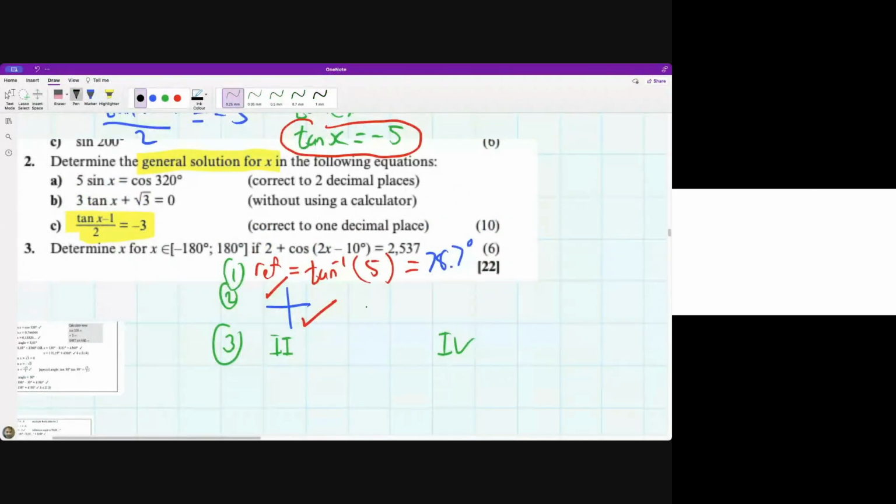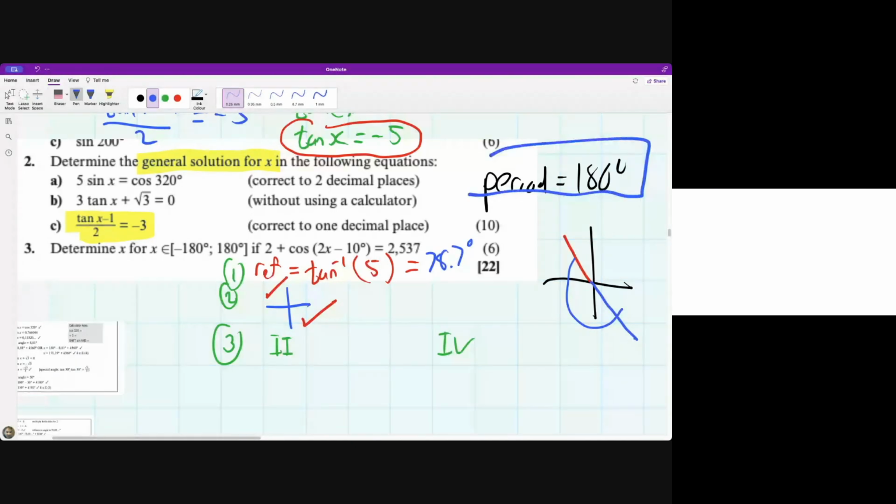It's not wrong to ignore one of these quadrants. And the reason is the period of the tan graph is 180. So if you have a solution in quadrant 2, that solution will repeat itself 180 degrees later in quadrant 4. So essentially it gets gobbled up. So what I generally say to students is just choose the first one and ignore the second one. You can only do this for tan because its period is smaller. So I'm going to ignore this one over here.